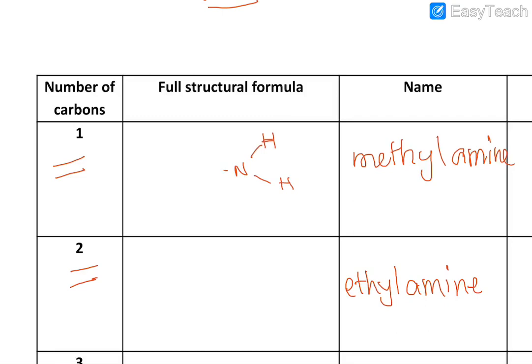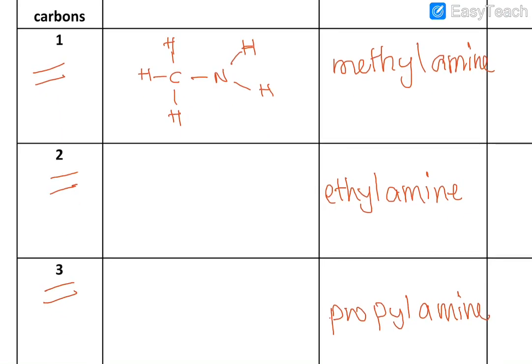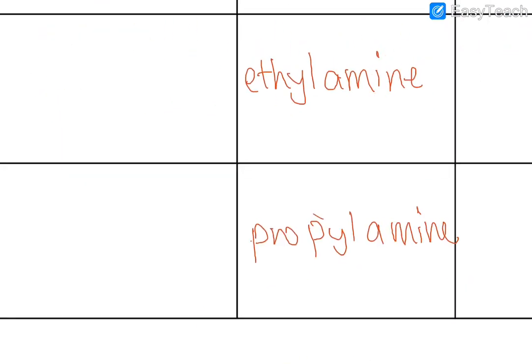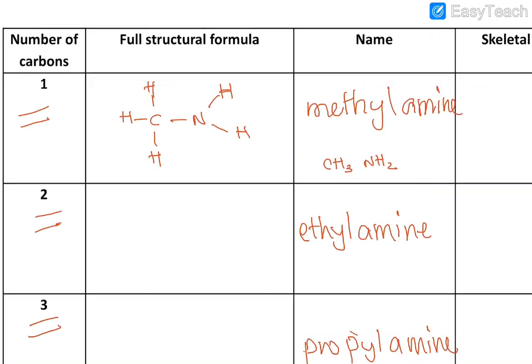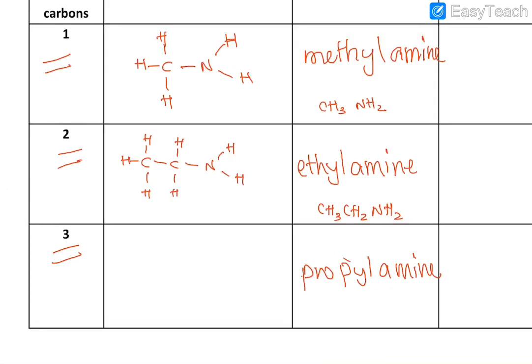So for the full structural formula, in all of them you will have the NH2 group. And here you have 1 carbon attached, so you have CH3 attached to it. So this is CH3NH2. And 2 carbons, so you have CH3CH2NH2. And then 3 carbons, you will have 3 carbons attached to the NH2 group here.